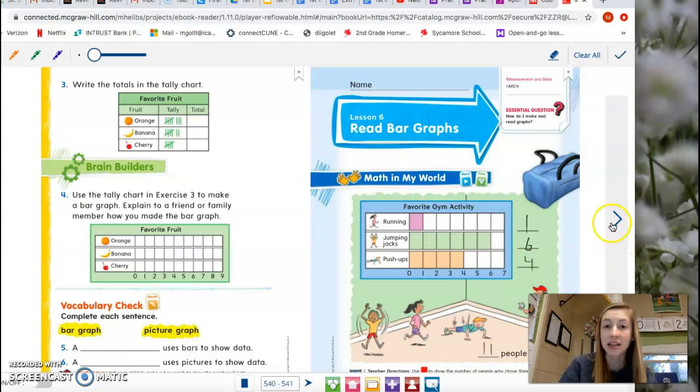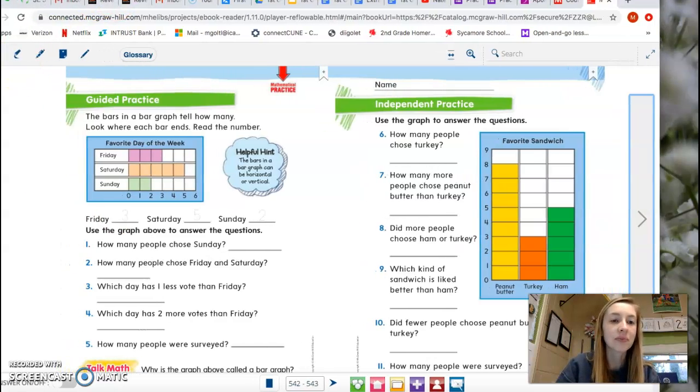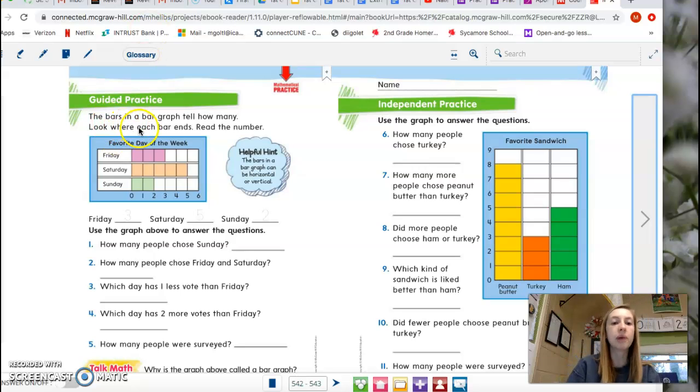All right, let's go to the next page. Turn it over. Okay, yes, I know this is tracing, but we're going to do it anyways. It says the bars in a bar graph tell how many. So just like we did other graphs where tally marks told us how many or pictures told us how many, how many bars are filled in tells us how many. It says favorite day of the week.